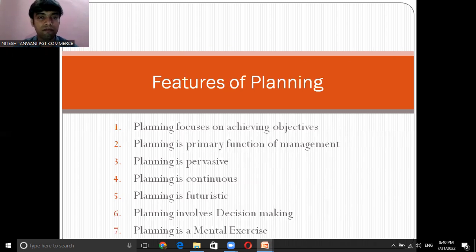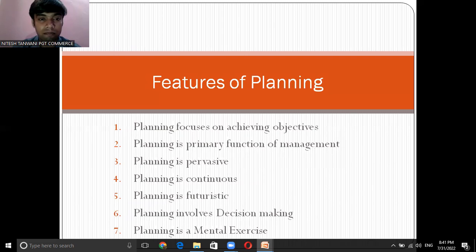Features of planning. What are these features? Planning focuses on achieving objectives. It aims and focuses purely on achieving the objectives. That's why we are making plans. We make plans to achieve some kind of objectives. There should be an objective to achieve through a plan.